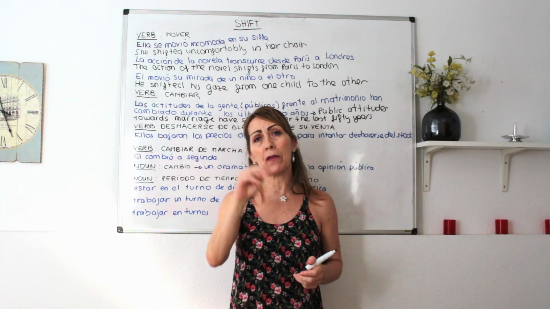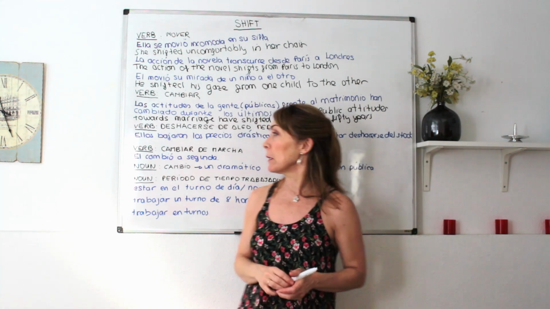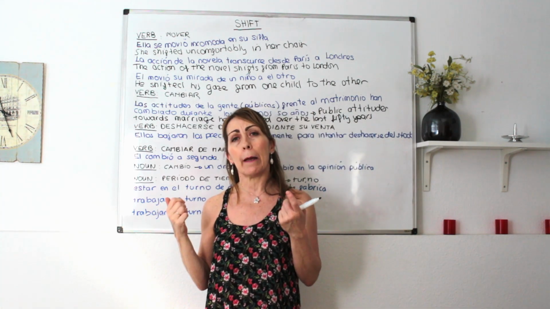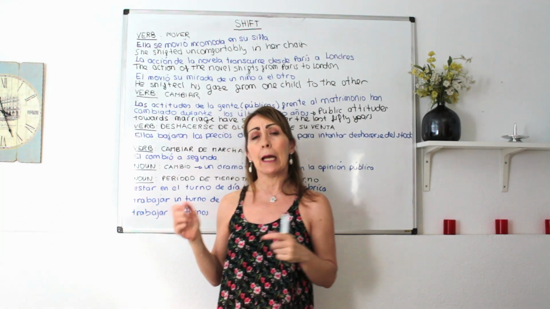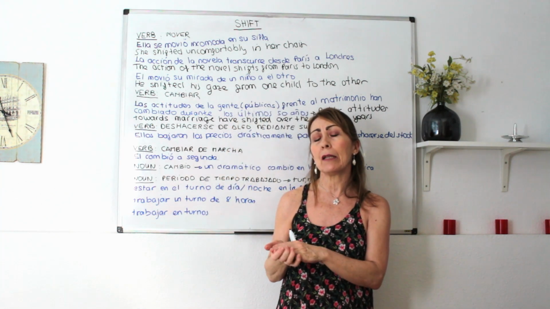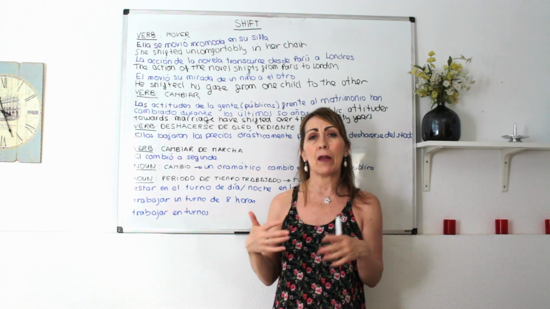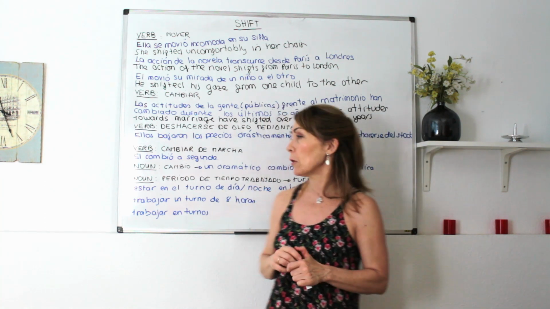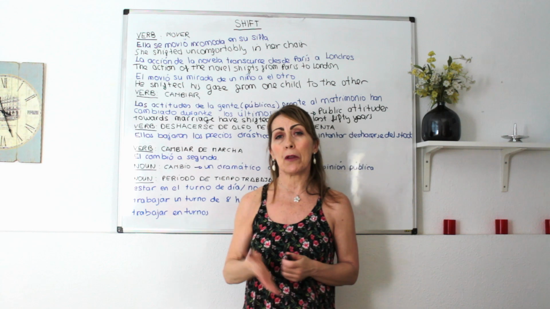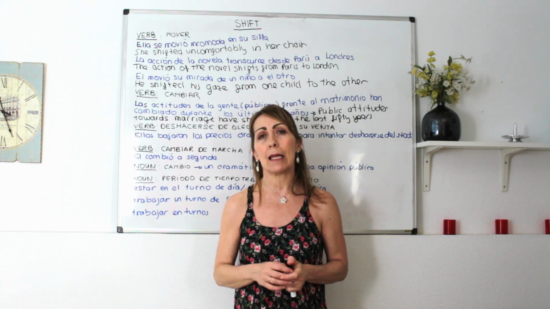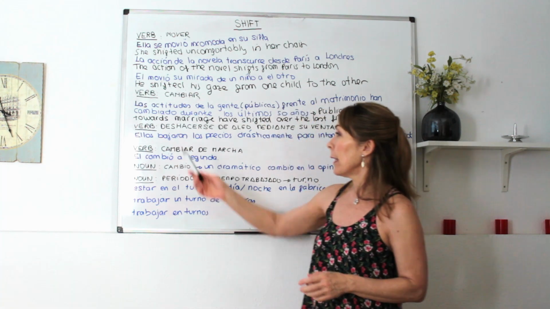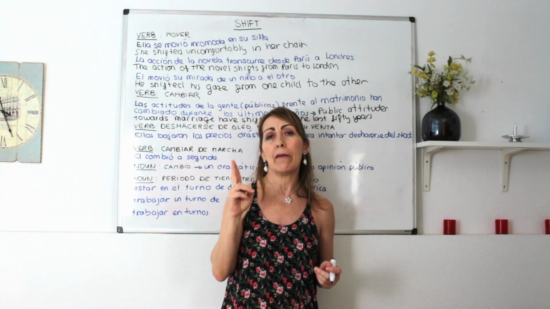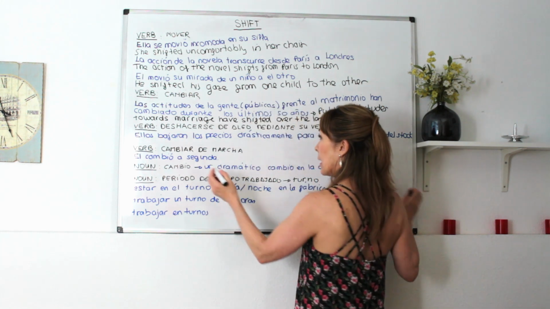Another meaning of the verb, the third meaning, and I want to teach you, is to sell goods, especially goods difficult to sell. It's a synonym for get rid of, which is deshacerse de vendiendo algo. So the sentence that I want you to translate into English is: ellos bajaron los precios drásticamente para intentar deshacerse o vender el stock. Ellos bajaron los precios drásticamente.